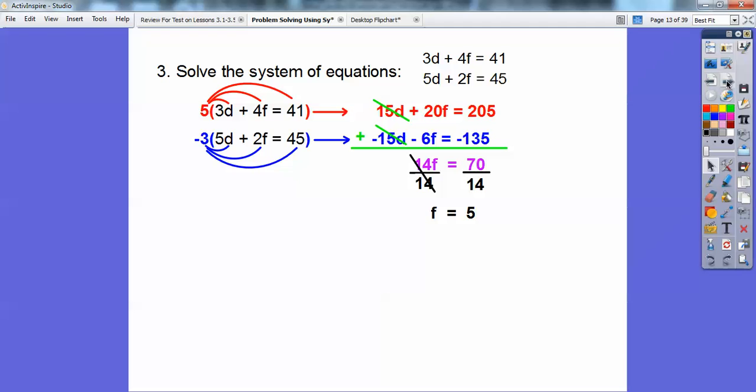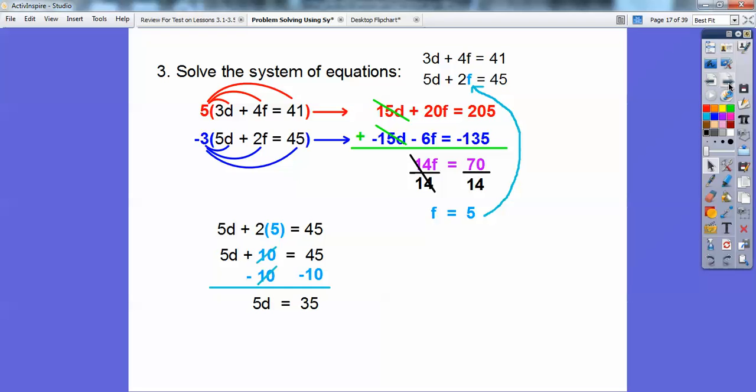All right, we're going to plug F back into any equation. You can plug it into either of these. I think I'm going to plug it right there next to that 2 because I like these small numbers. So here it is. 2 times 5 is 10.